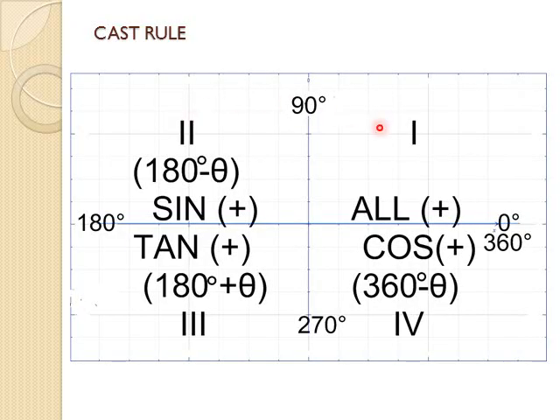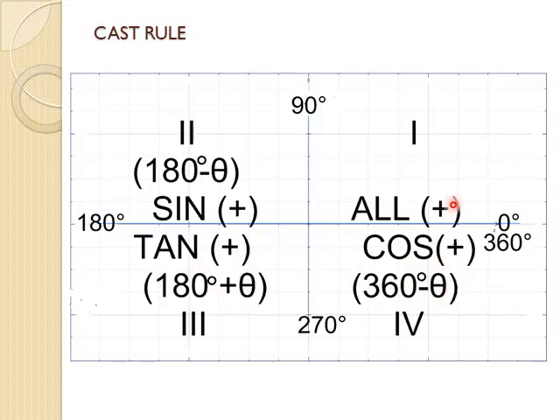Now, in short, the CAST rule simply, basically, we have a Cartesian plane that has 4 quadrants. Quadrant 1, 2, 3, 4 in an anti-clockwise direction. Here, when I calculate sine, cos, or tan, the answer will always be positive. The second quadrant, only sine is positive. Third quadrant, only tan is positive, and fourth quadrant, only cos is positive.